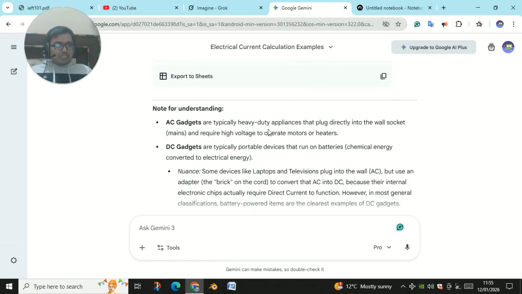AC gadgets are typically heavy duty appliances that plug directly into the wall socket mains and require high voltage to operate motors and heaters. DC gadgets are typically portable devices that run on batteries, chemical energy converted to electrical energy.